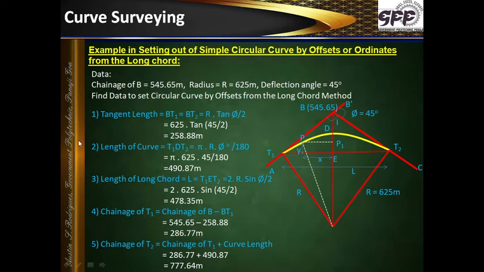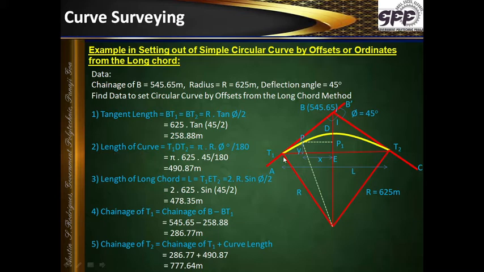Now coming to the calculations, first the tangent length. Tangent length is BT1 which is equal to BT2 given by R tan phi by 2. R is given to us as 625 meters and phi, the deflection angle, is given as 45 degrees. So BT1 equal to BT2 is equal to R, that is 625, into tan of 45 divided by 2. So that comes equal to 258.88 meters.